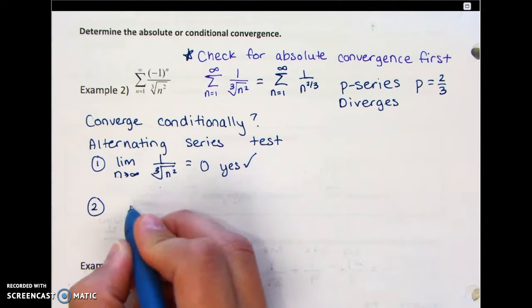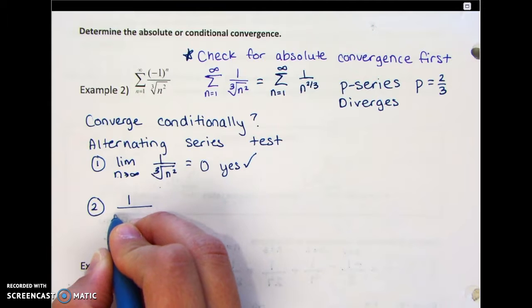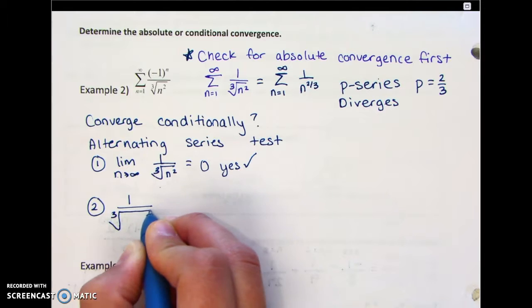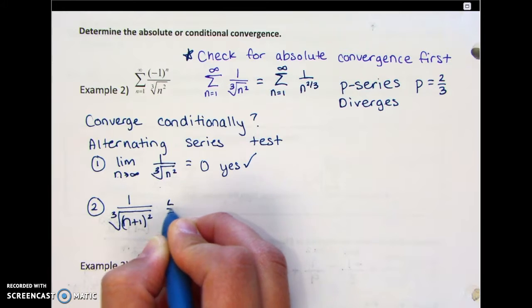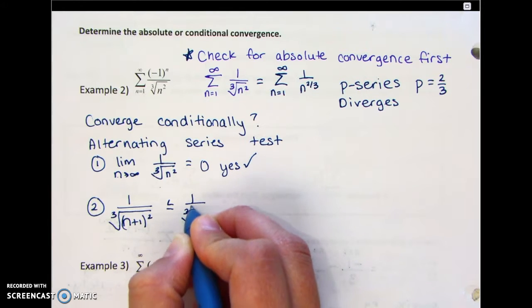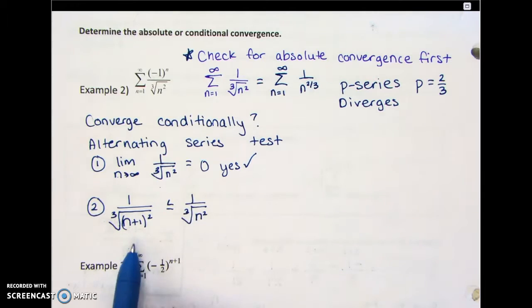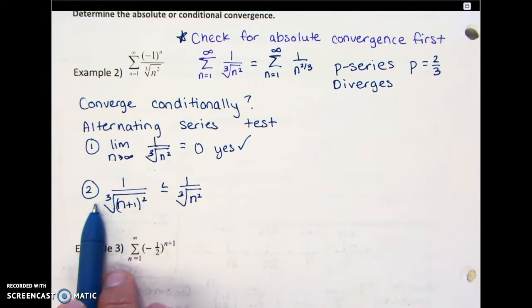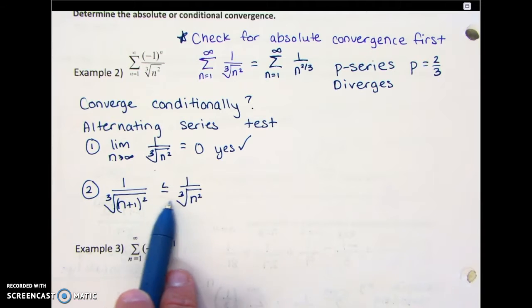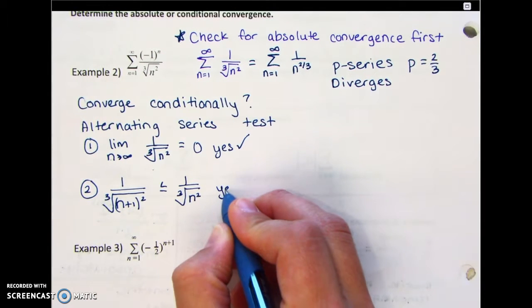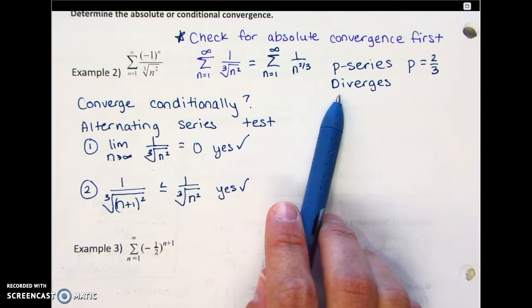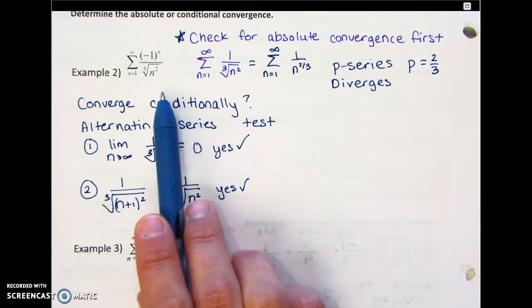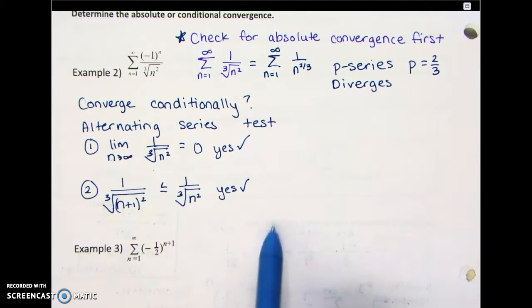And the second thing is, is the next term less than or equal to the previous term? N plus 1, I need a little square in there. Is that less than or equal to this? Now, if the denominator is bigger, then the entire fraction is smaller. So this is yes. Do you see here how the absolute value did not converge? It diverged, but it did converge just using the alternating series test.